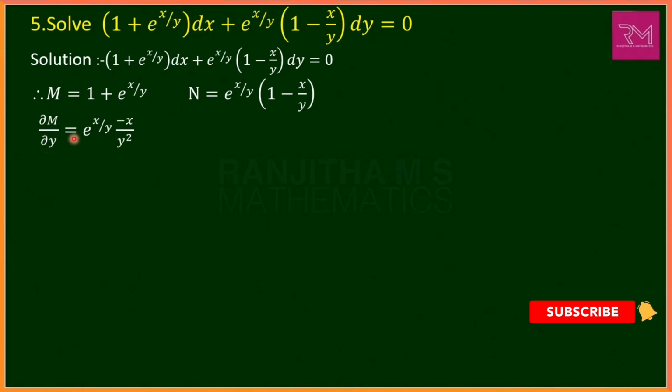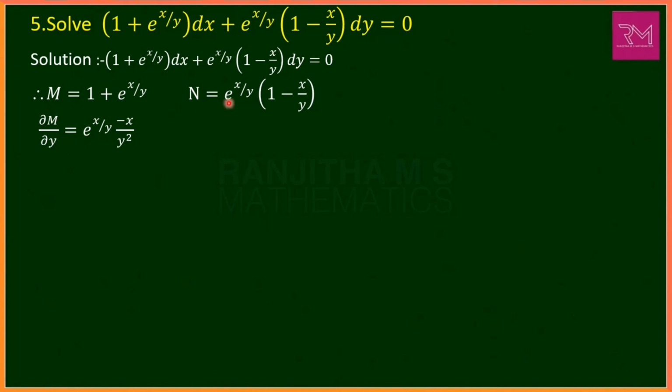Find del m by del y and del n by del x. Here del m by del y is the partial derivative of m with respect to y. Here no y term, so neglect this value. Here we have a y term. So differentiation of e power x by y is e power x by y into, again we have to differentiate this x by y term. So x is constant, take as this, into differentiation of 1 by y is minus 1 by y square. This is del m by del y.